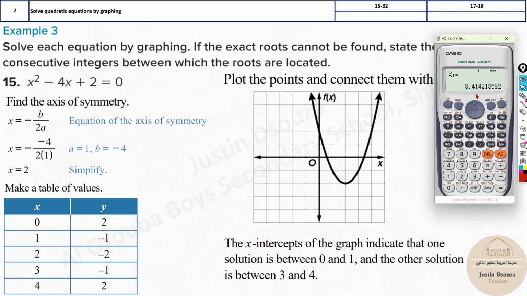It depends on your option. I don't think you will get this exact answer. You might have ranges between 3 and 4. Yes, this is between 3 and 4. And the other answer is between 0 and 1 because it's 0.58. That's how we do it.